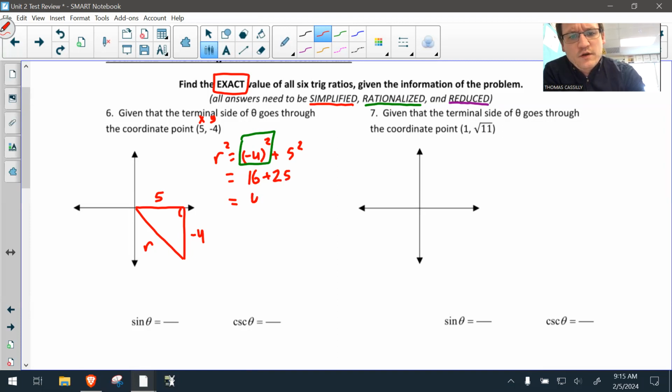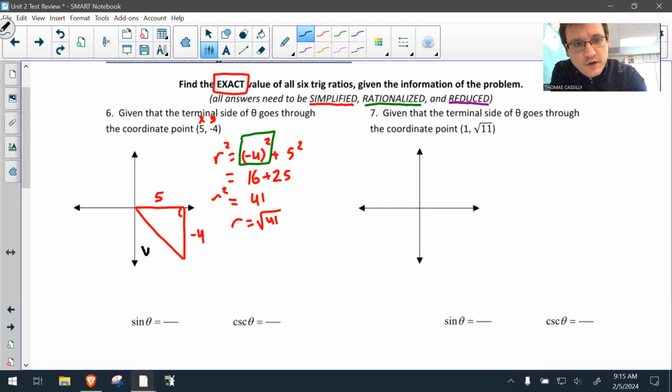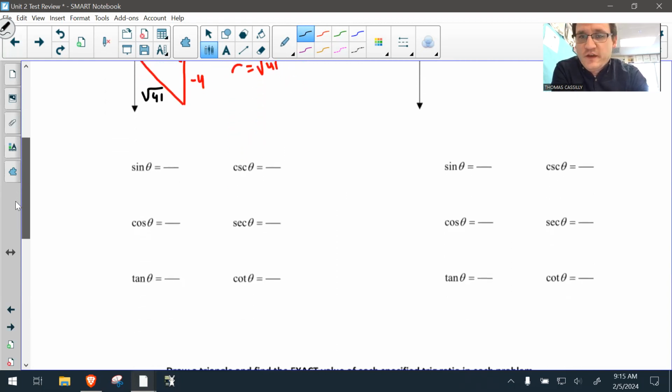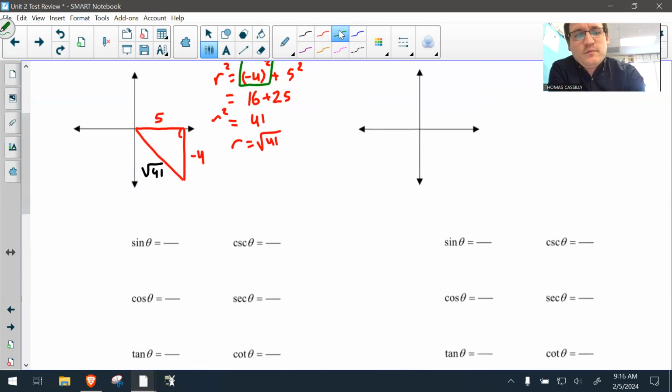Oh, what is that, 41? So we know r squared is 41. Therefore, r is just the square root of 41. So now you should always try to reduce those radicals, but this one does not reduce in this case. All right, so we're going to call this the square root of 41. All right, now it's just a matter of filling out our 6 trig ratios. So let's kind of keep in mind we have this SOHCAHTOA idea.